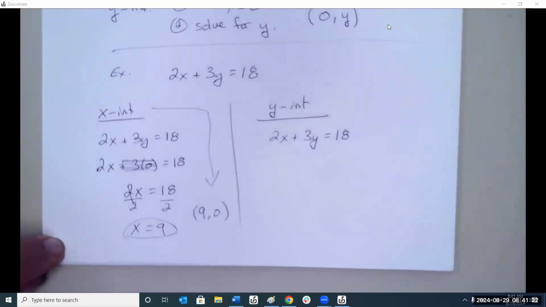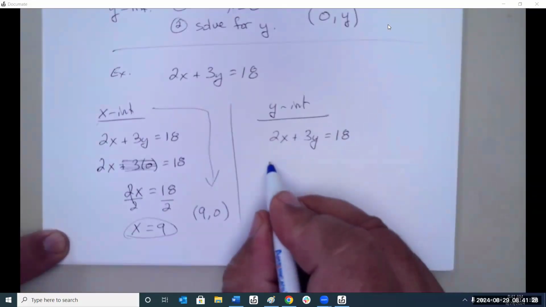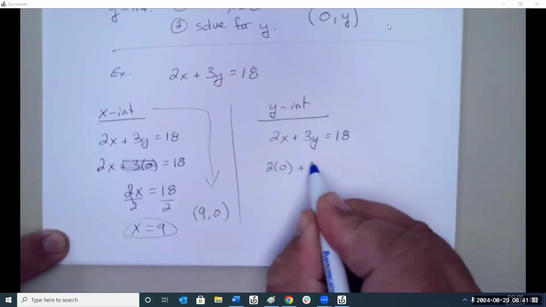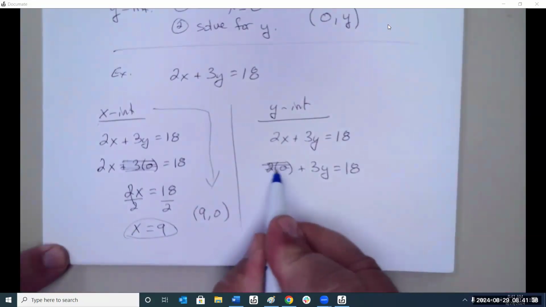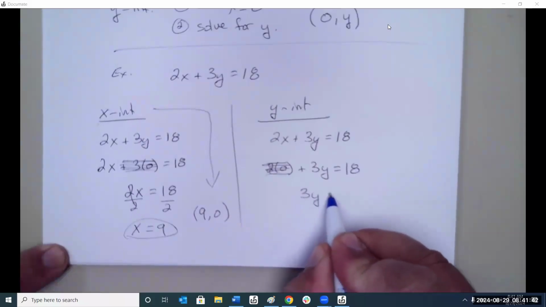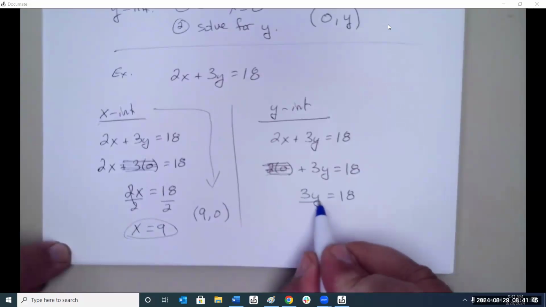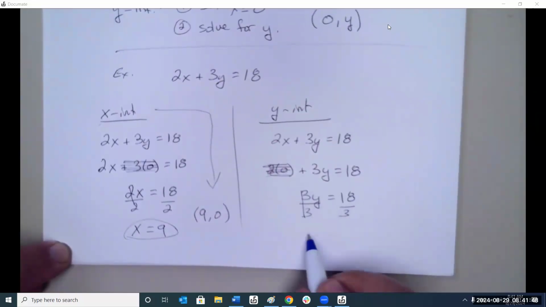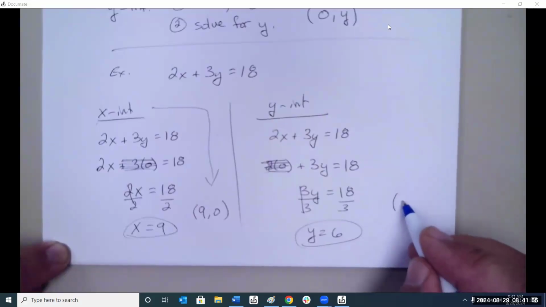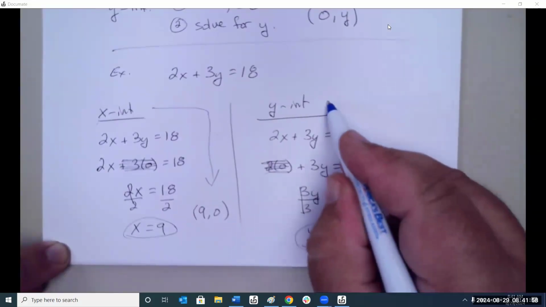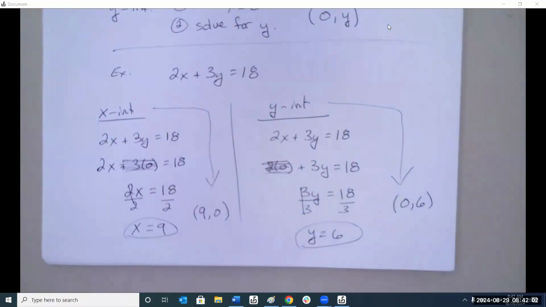So the x-intercept is 9 comma 0. And the second one, the y-intercept, our first step, set x equal to 0. So that's gone. So we have 3y equals 18. Divided by 3. So my y-intercept is 0 comma 6. Now it's easy to graph. Just plot those 2 points, connect the dots, and you're done.